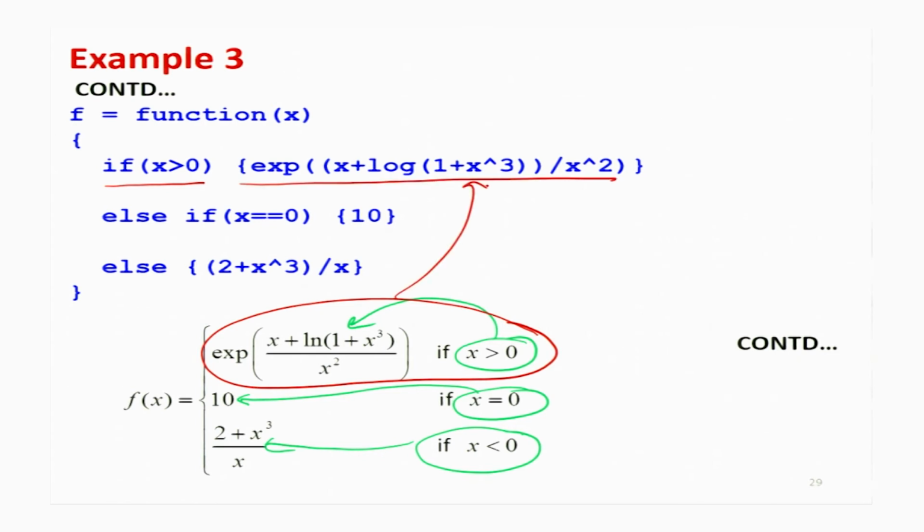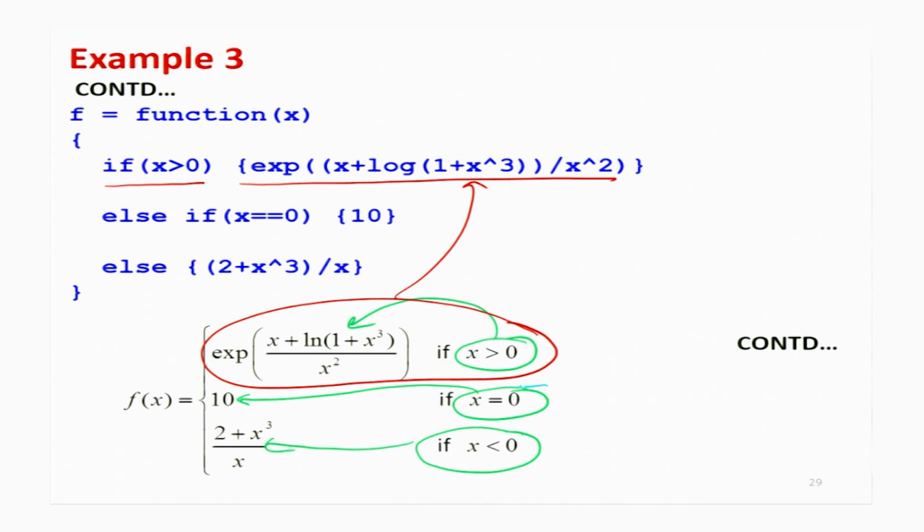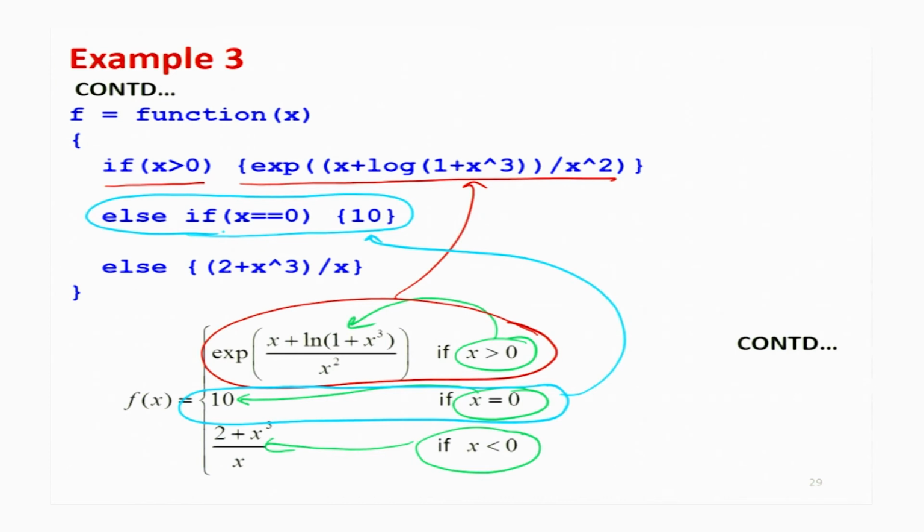Now you know how to write down this expression in the R language. And then I give here the second option, that if x is exactly equal to 0, then the value of fx is going to be 10. So this I write down here, that if x is exactly equal to 0, then the value of fx is going to be 10, and this is under else if.